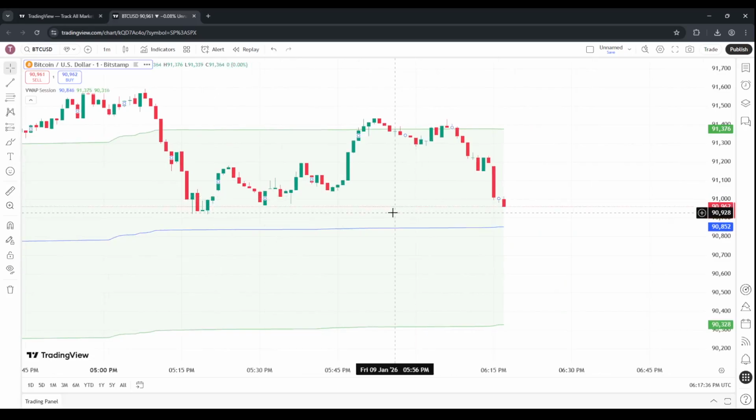That's all there is to it. Open your chart, click Indicators, type VWAP, and select Volume Weighted Average Price. You now have a reliable benchmark on your screen to help frame intraday decisions more clearly.